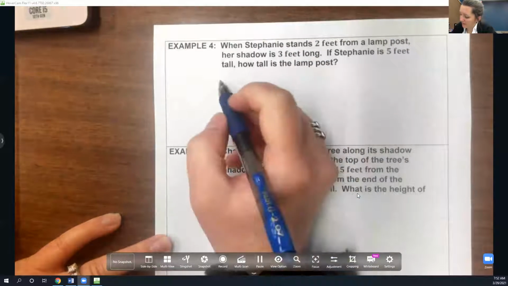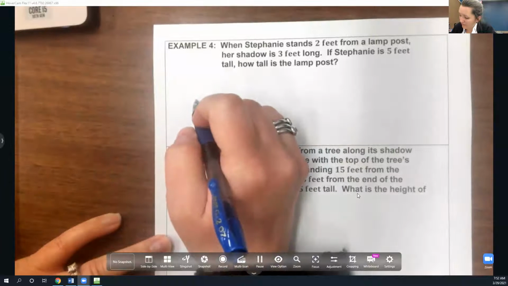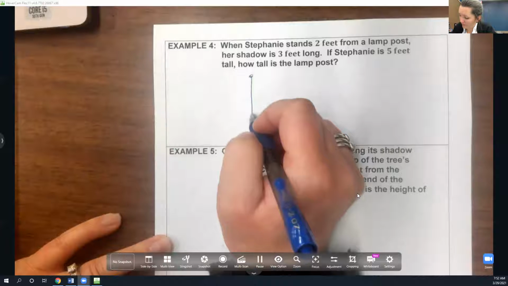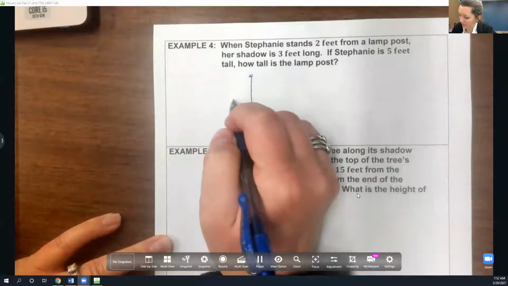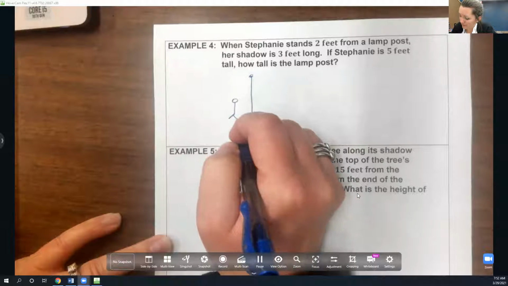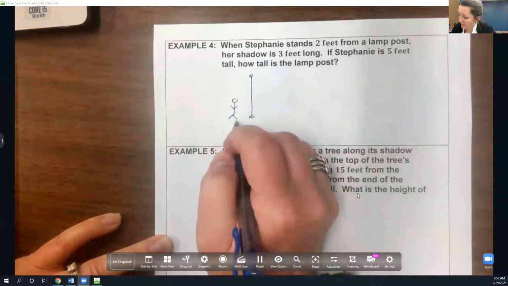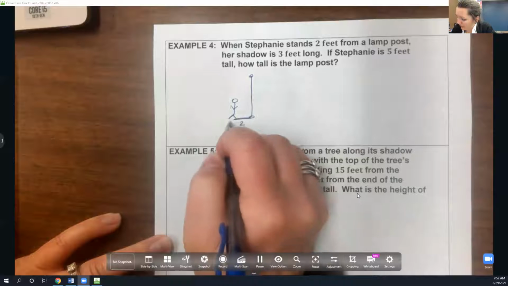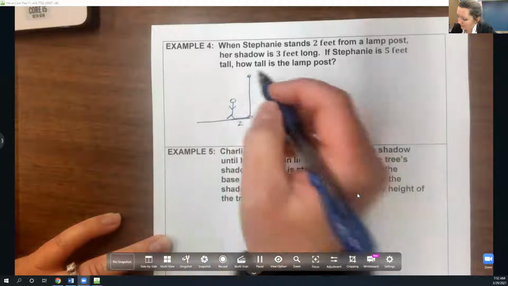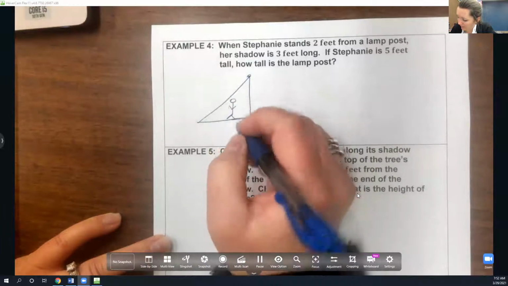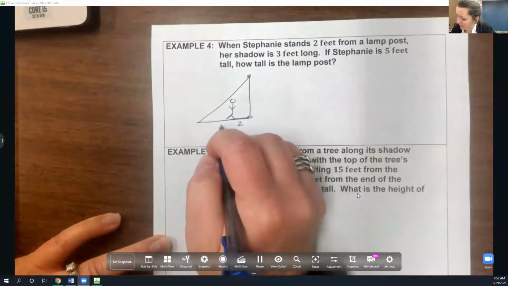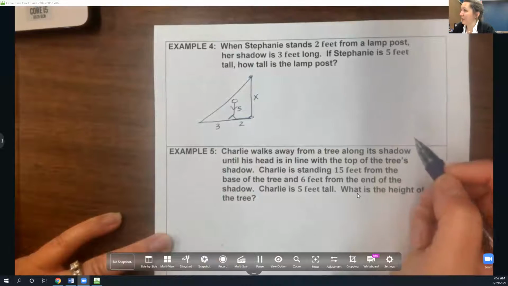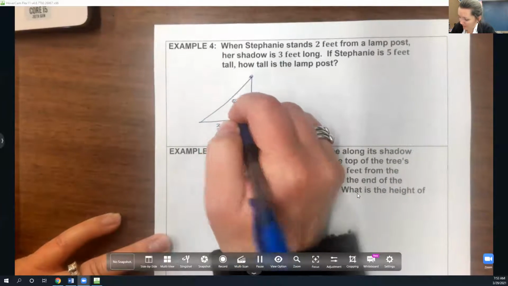All right, so let's see. 2 feet from a lamppost, her shadow is 3 feet long. So here's our lamppost here. I feel like I don't have enough information, but let's see. Oh, she is 5 feet tall, okay. So she's 2 feet here, right? 2 feet here, and her shadow, draw like a thing here. Her shadow is 3 feet long, and she's 5 feet tall. And we want to know how tall is the lamppost. Put a little smiley face on Stephanie there.